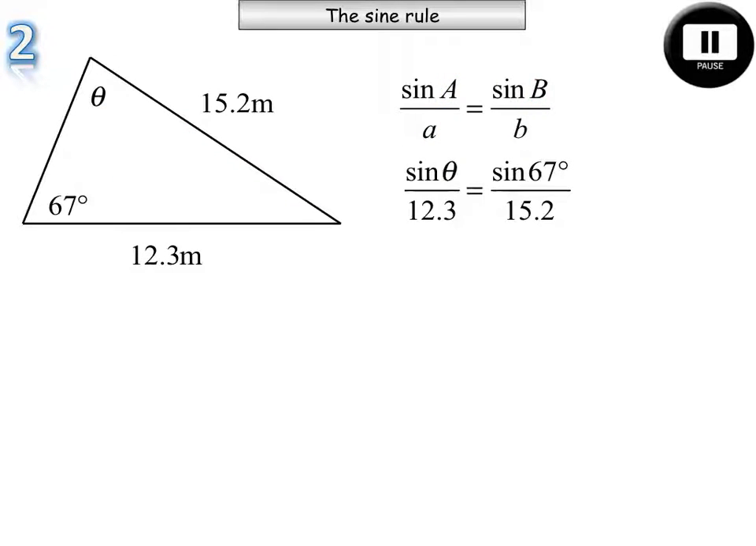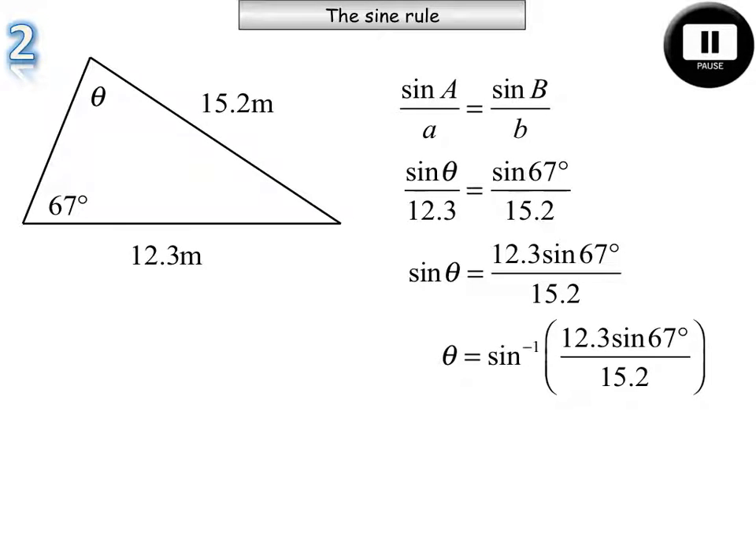So substitute the values in, and then here we've got a product of 12.3 on both sides. To get rid of those two, and here we've got sine theta is equal to this particular fraction. And to work out what theta is, we find the inverse sine of that particular fraction. And you can type that out into the calculator.